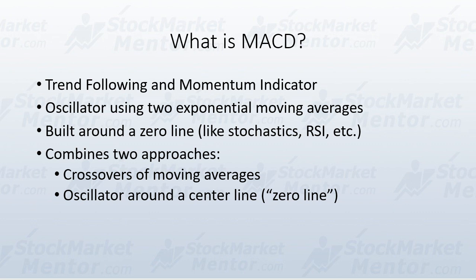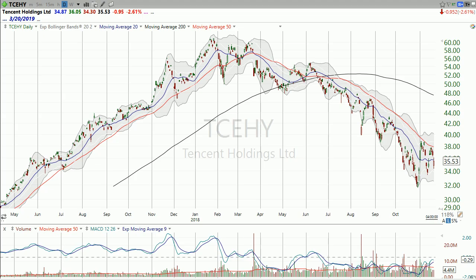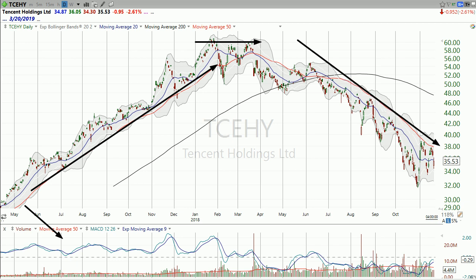Now, we'll get into the details in a second, but I always like to start with a chart so you can know what we're looking at here. Don't let this confuse you. This is the MACD line down here. If you look at Tencent Holdings, you can see this was in a pretty strong uptrend, and then ultimately what looked like a triple top, and then you see this big downturn, right?